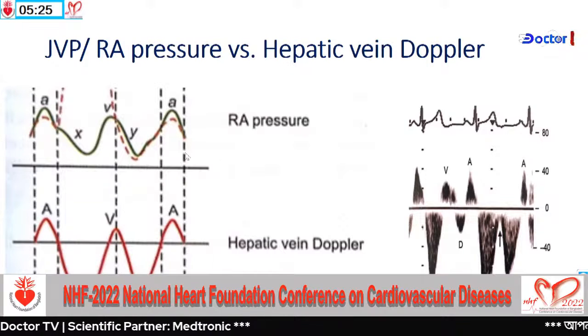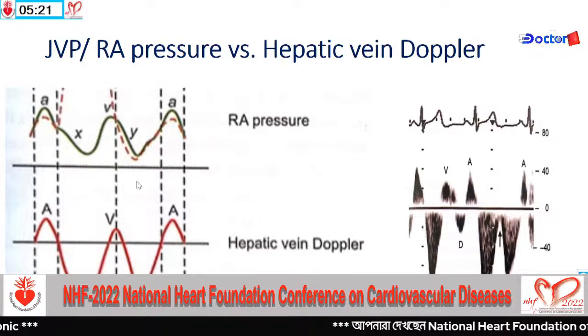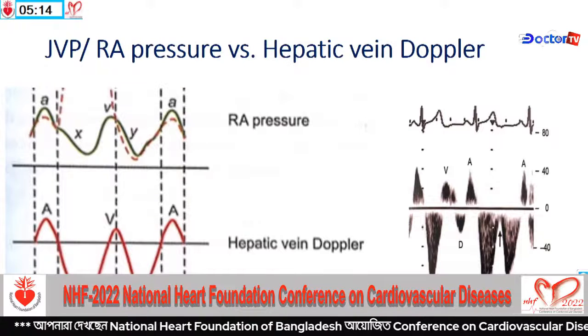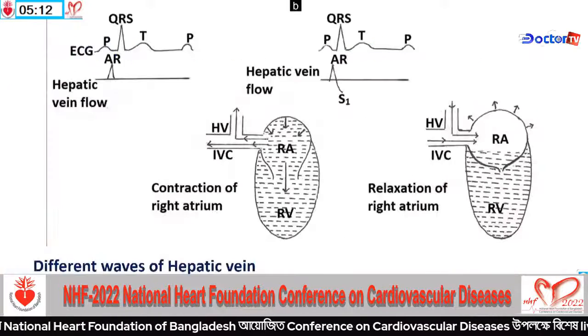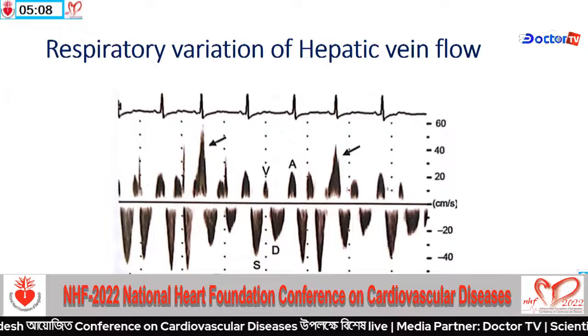And this S wave corresponds with the X descent of the JVP, and the D wave with the Y descent of the JVP, and the A wave is for the A wave of the JVP. And we do not usually get the V wave. So this is how it occurs. And there is a respiratory variation in this hepatic venous flow also.